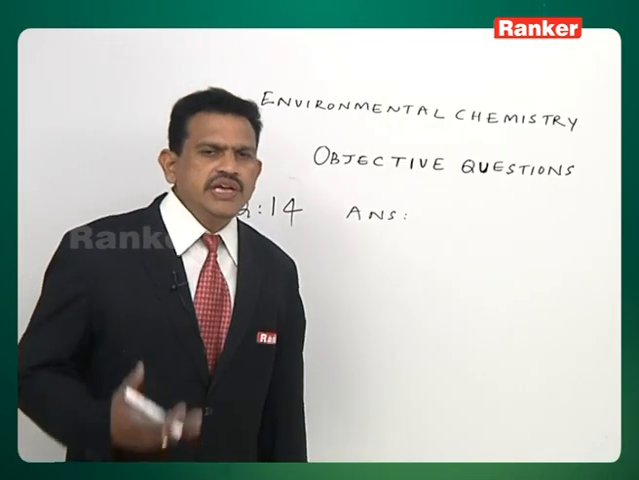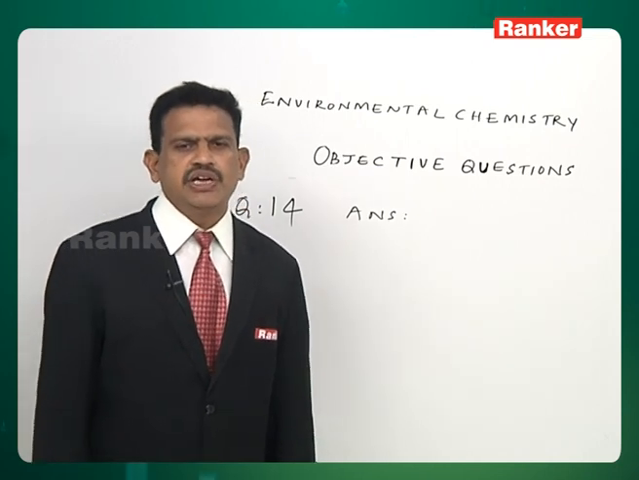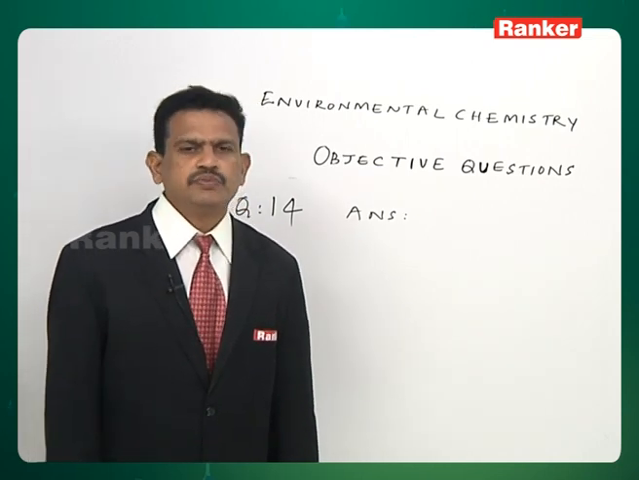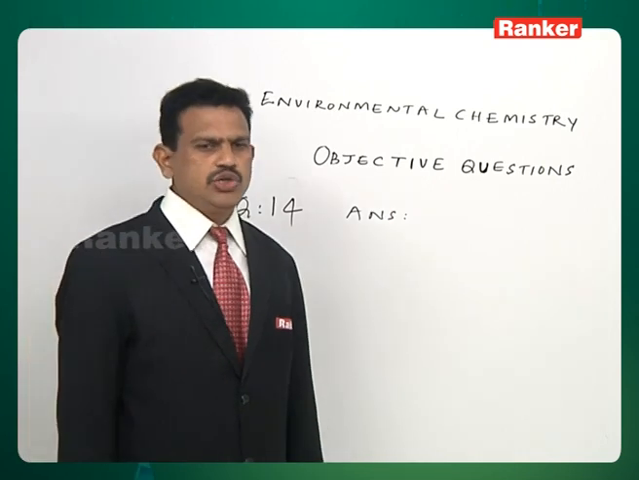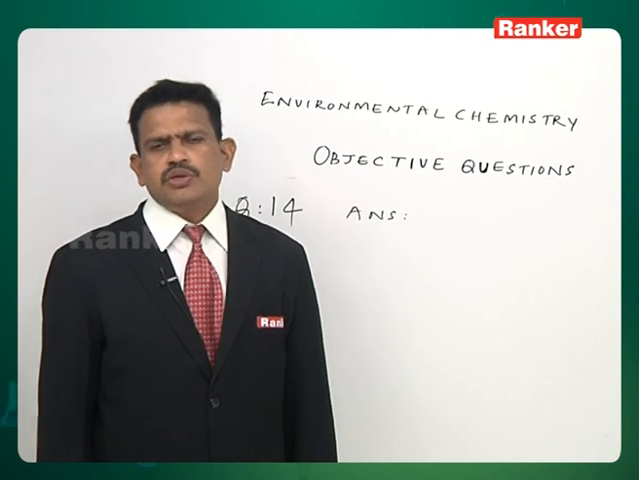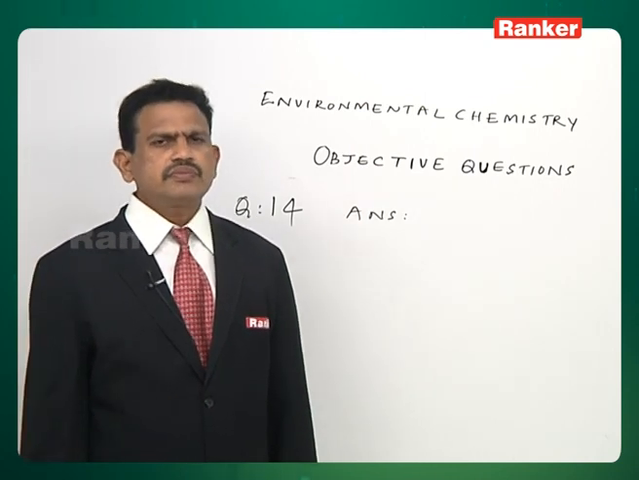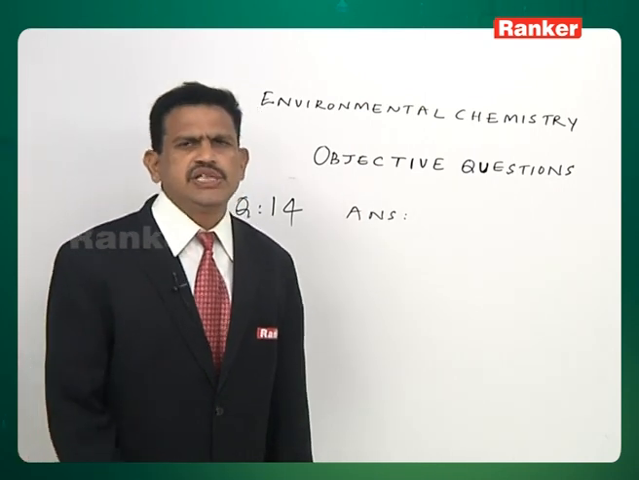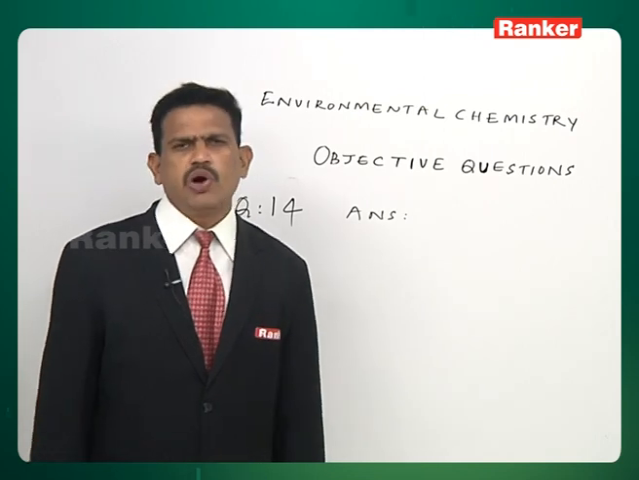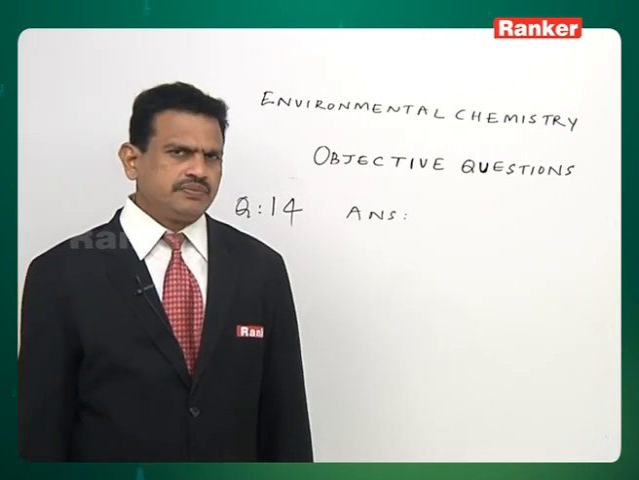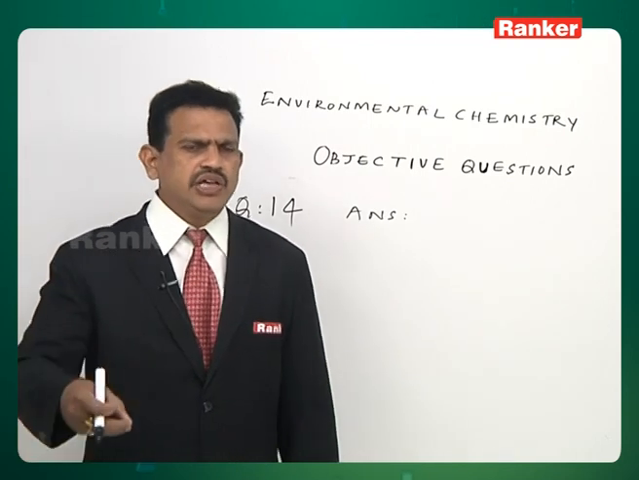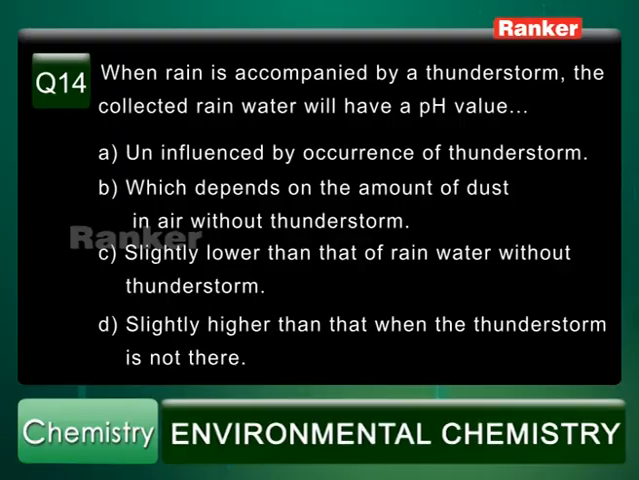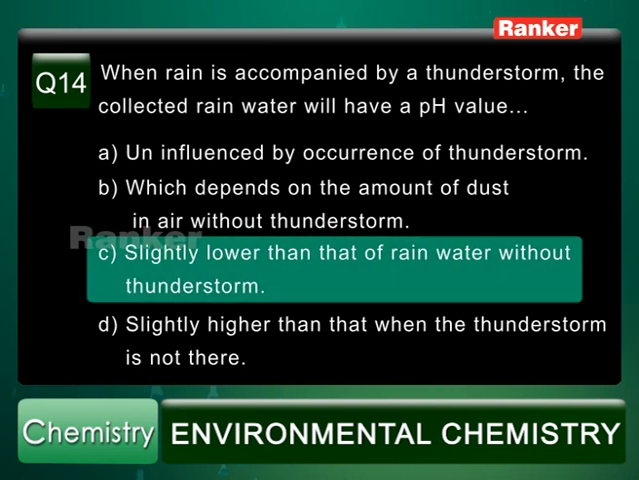So when rain is accompanied with a thunderstorm, the collected rainwater has a pH value. It might be slightly lower than that of rainwater without thunderstorm. If this is not an acidic rainwater, it should be a pure one, it should have a pH 7. And the collected rainwater may be having a little low pH value, so we can go for option C for this question here.